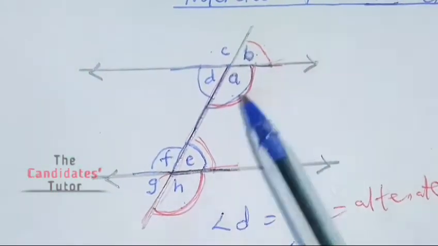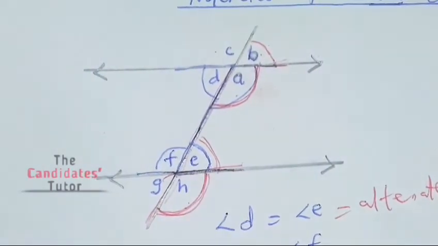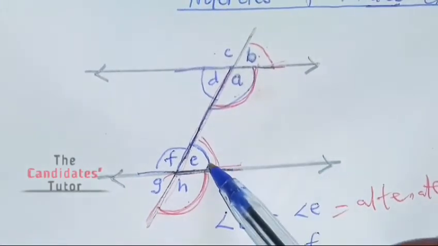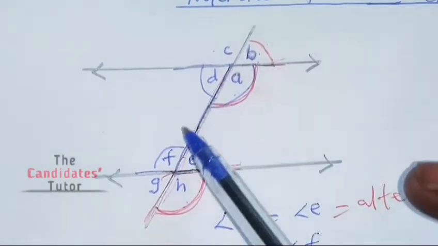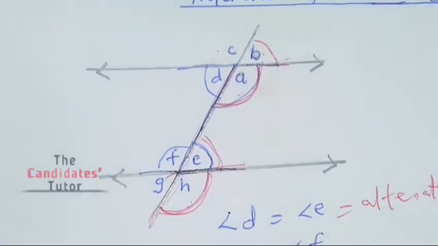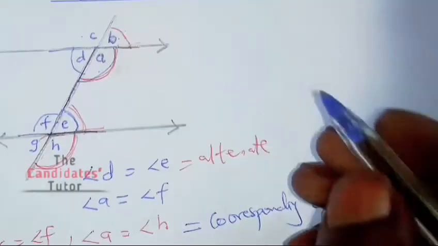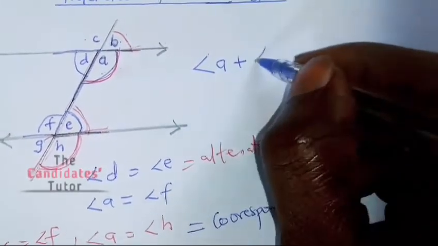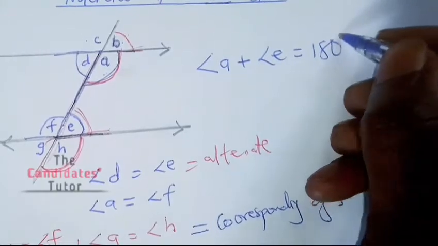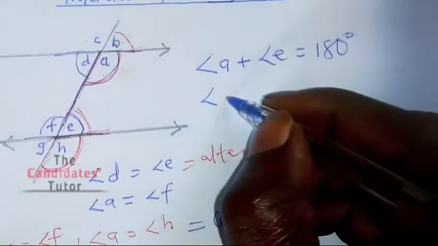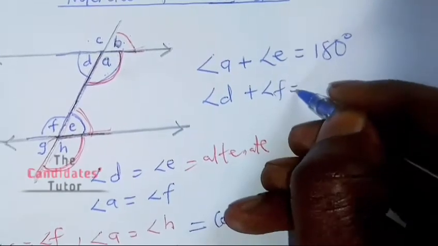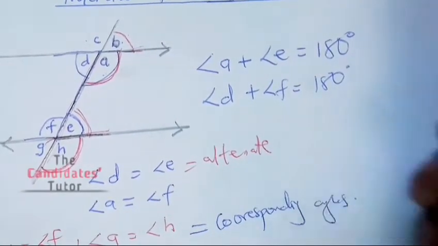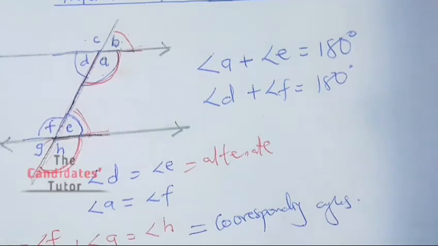So when we add A and E, we are going to get 180. Angle A and angle E should be equal to 180. Angle D and angle F should be equal to 180 because they are cointerior angles. So I'm going to write that here: angle A plus angle E should give me 180 degrees. And in the same way, angle D plus angle F should also give me 180 degrees because they are cointerior angles. Is that okay?